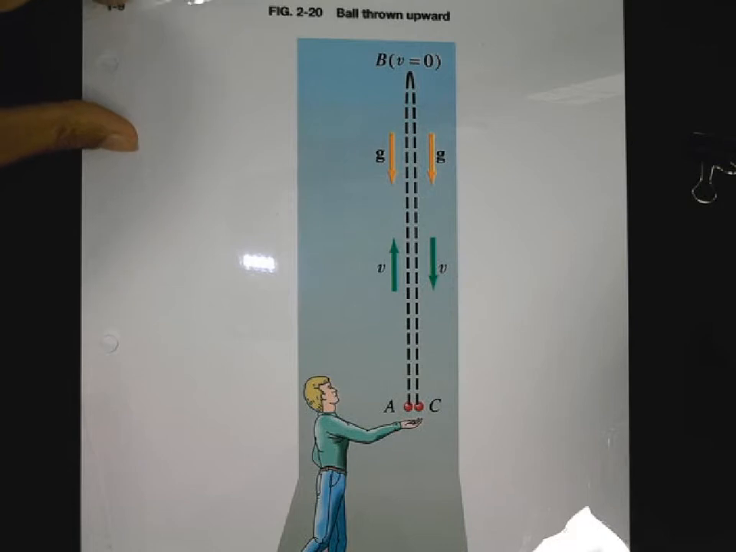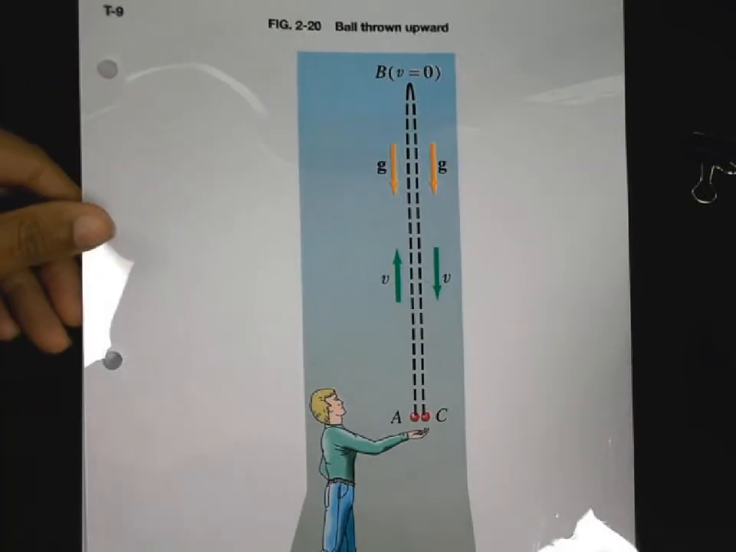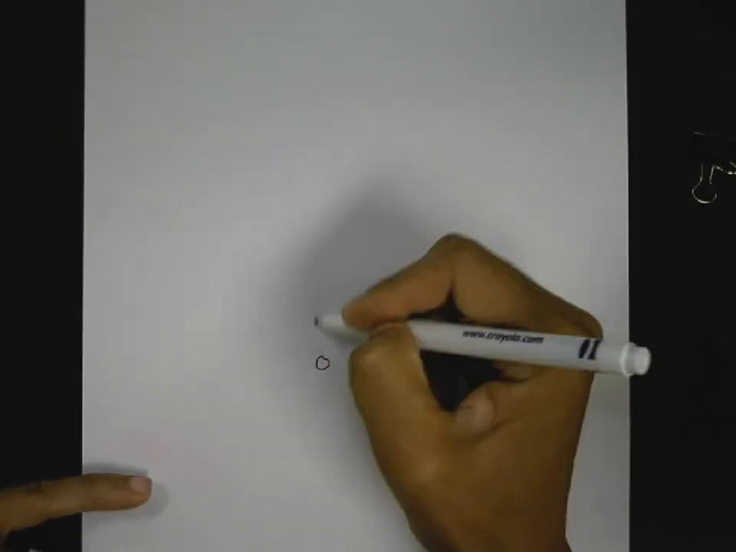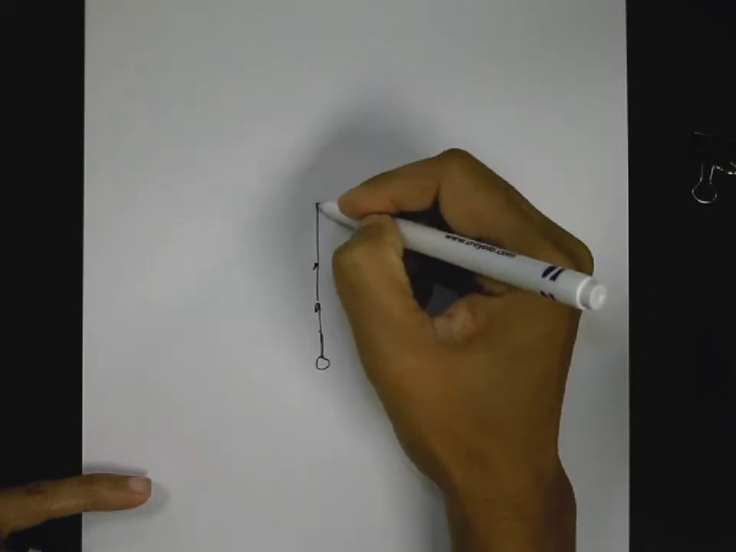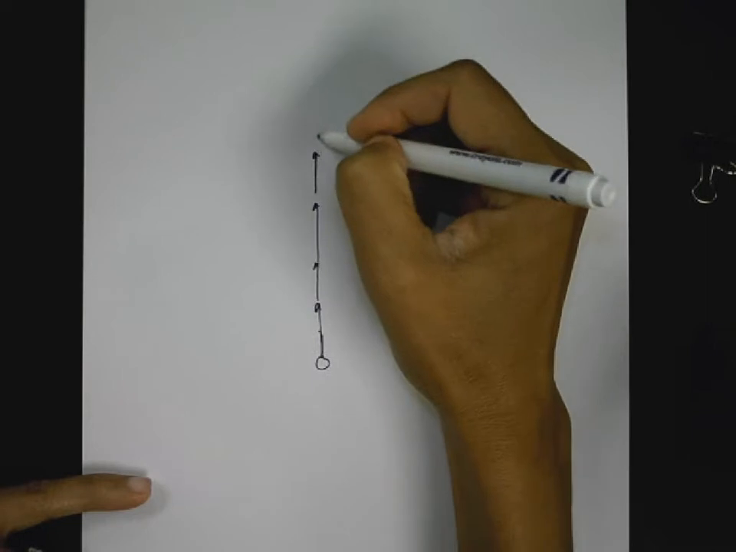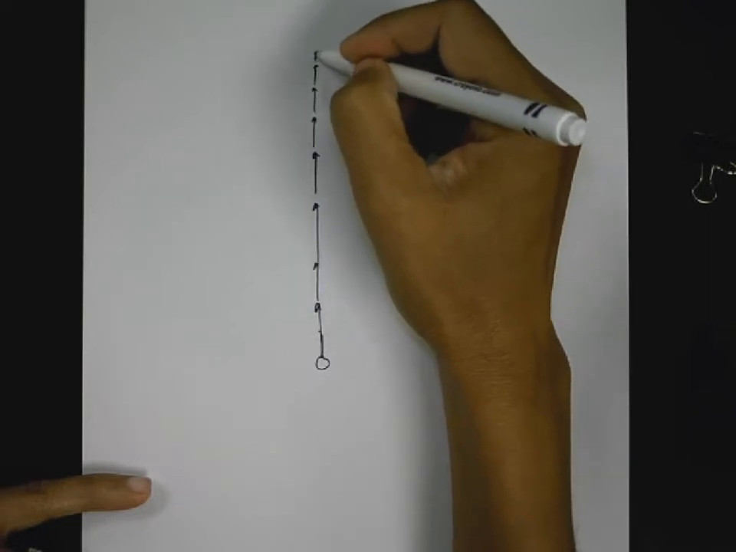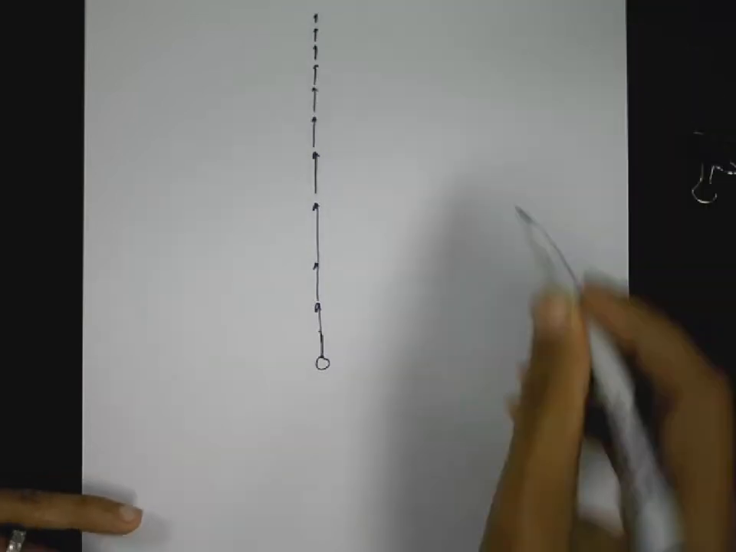So I'm going to take this example and write it on a piece of paper, and before we do the math, we're going to talk about the concepts, what's actually happening when this ball is going up and then coming back down. So I'm going to have my ball, and it's going to go up, and what I'm drawing here are vector arrows.